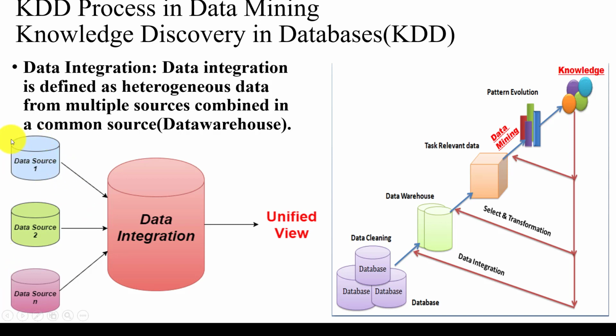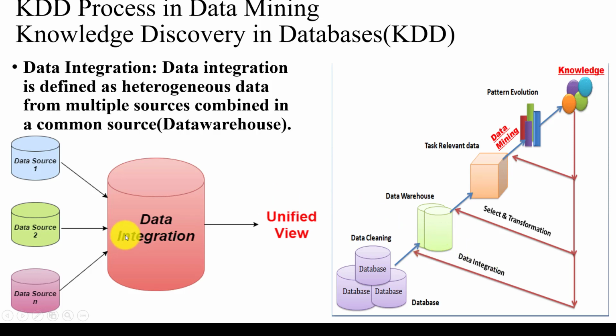For example, suppose this branch stores the data in Excel, this branch stores it in SQL, or this branch stores it in the file system. Now there are different data formats or different data sources, so I need to integrate them into one common source, and so it becomes a unified view of all three branches, and that is nothing but data integration. So multiple data can be combined to make a common source in the data warehouse.